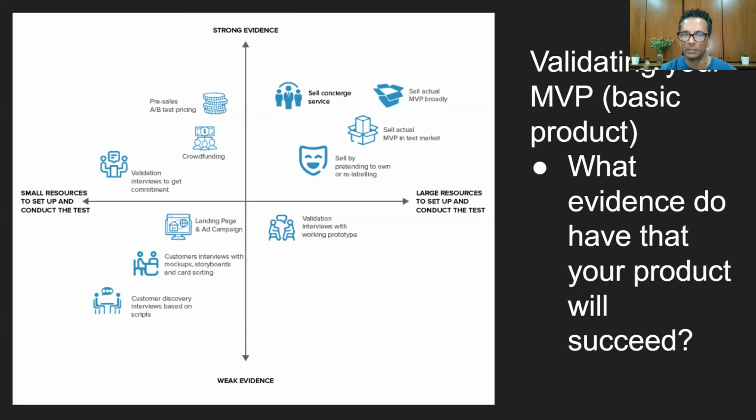Now, we don't want that kind of testing phase. We want the lowest possible resources for the highest possible, the strongest evidence, which means which box should we be looking at? The interviews. Yeah, the top left-hand box is the box that gives you the strongest possible evidence and the least amount of resources to get that evidence. Cool.